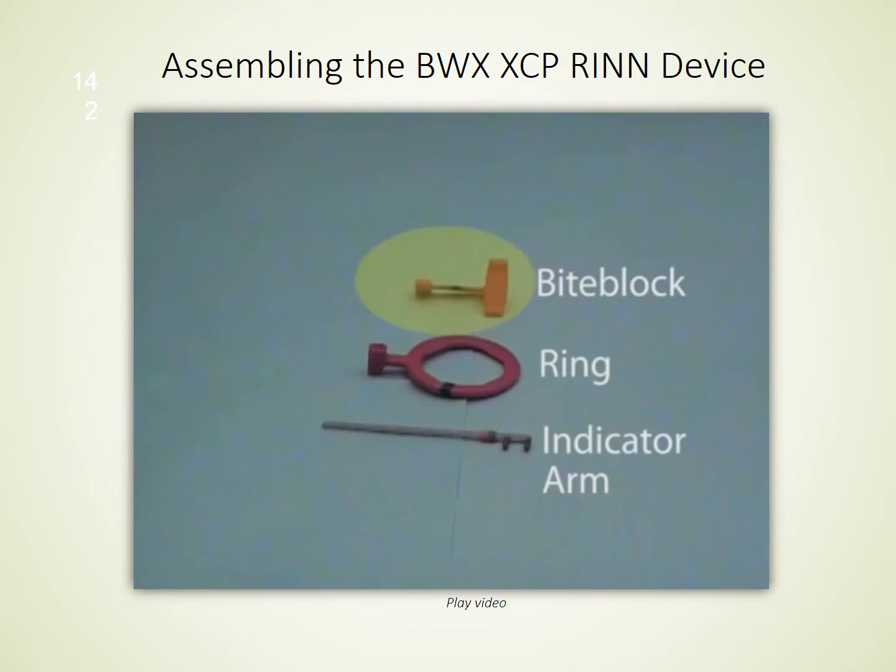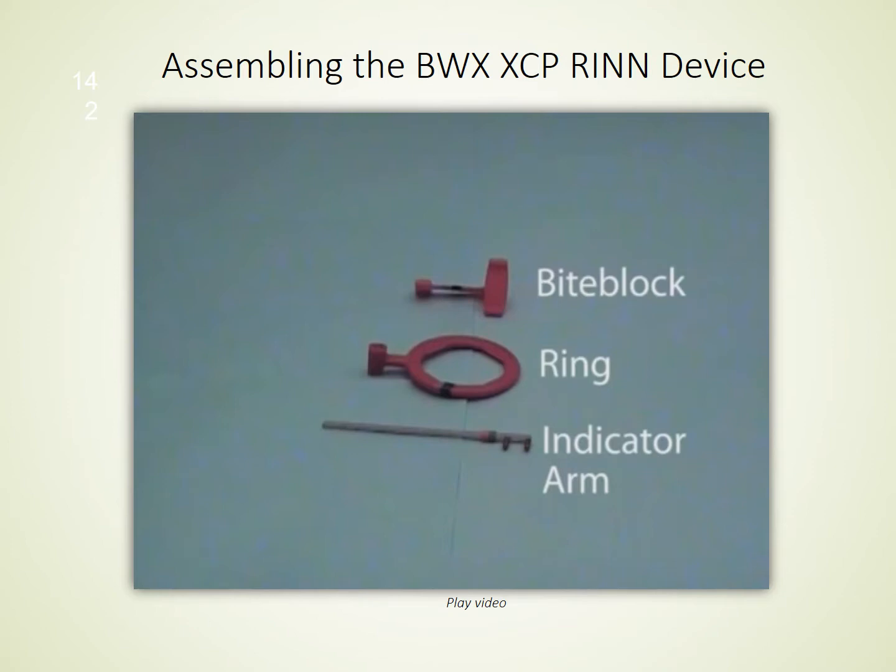The bite block, or receptor, holds the SP plate or film in place. The aiming ring helps to align the X-ray beam to the bite block. Holding both of these components together is the indicator arm, which connects the holder to the aligning ring and establishes vertical and horizontal beam geometry.